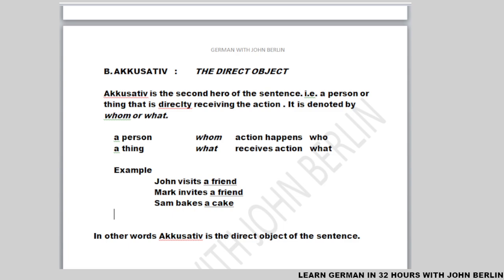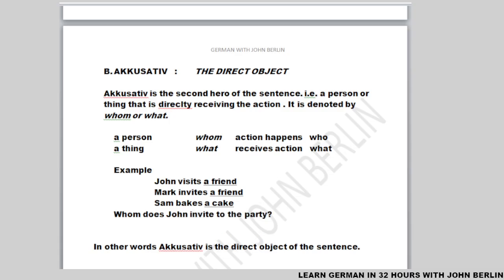So let's make a question with whom. For example, let's say, whom does John invite to the party? Yes, whom does John invite to the party? Now we could answer it in first, second, and third person.